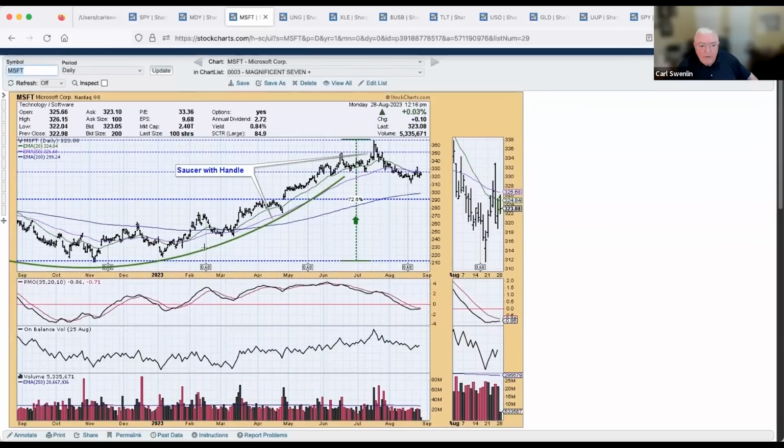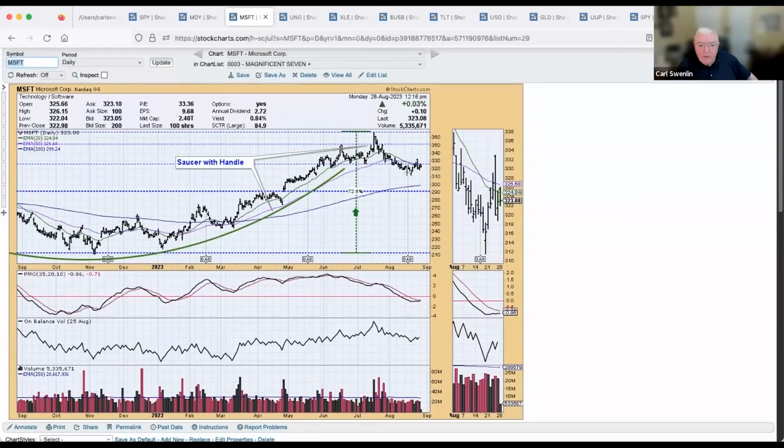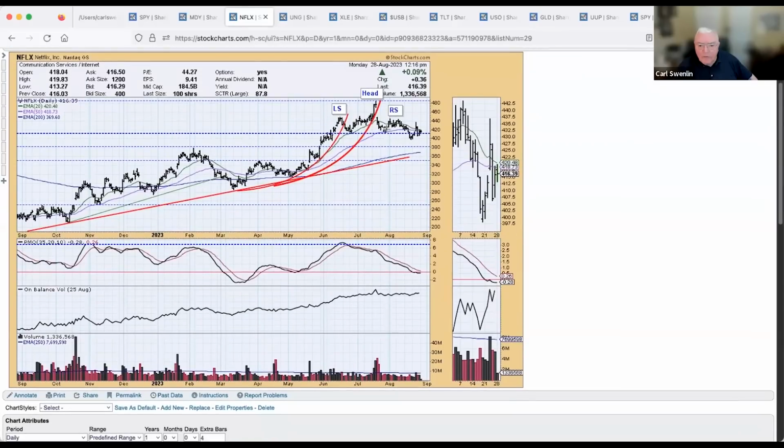Microsoft, we have the saucer with handle. The handle could proceed down lower to this level. I mean, that would be, at this point, I think I'd be thinking of abandoning the idea that we have a bullish situation. Netflix, head and shoulders pattern.